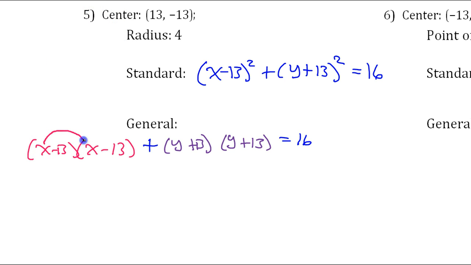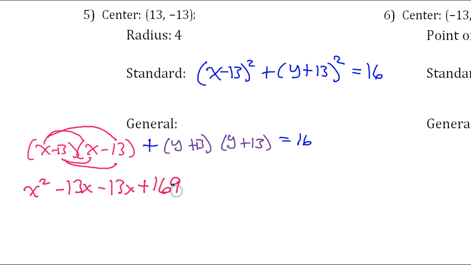Let's start with this. We need to double distribute here. So x times x is x². x times negative 13, that's negative 13x. Negative 13 times x, same thing. Negative 13 times a negative 13 is positive 169.